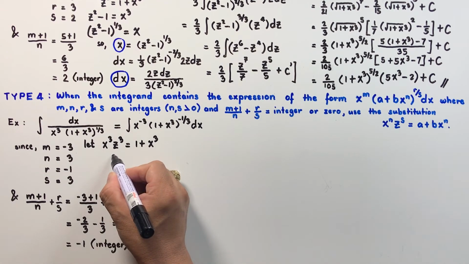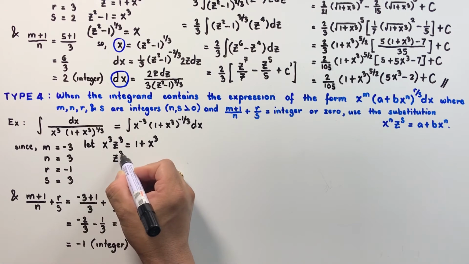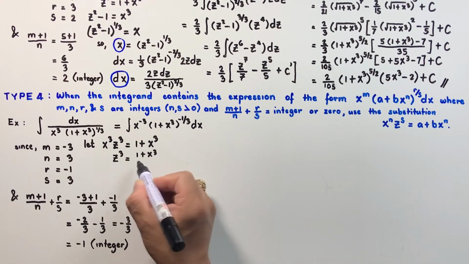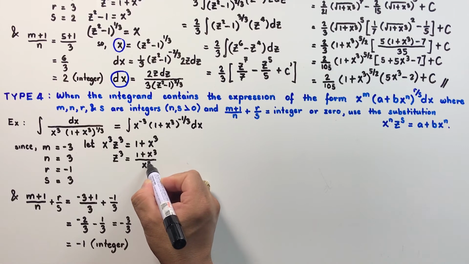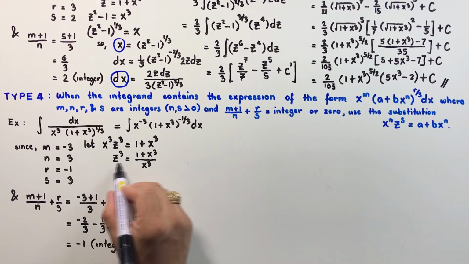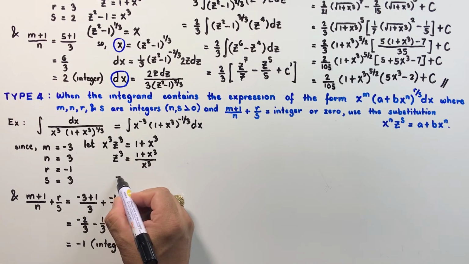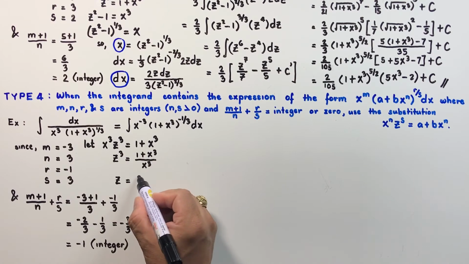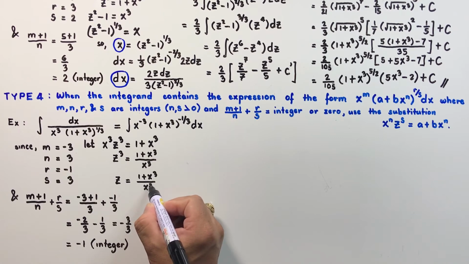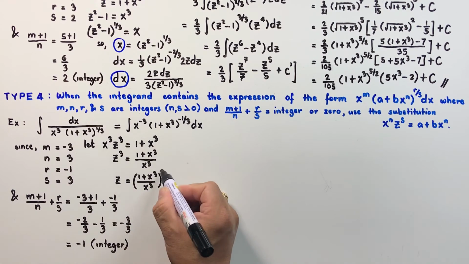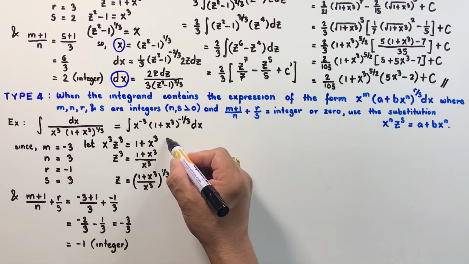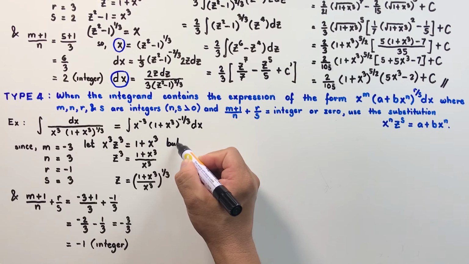And solving for z here, we have z cubed, which is 1 plus x cubed over x cubed, by dividing both sides of the equation by x cubed and raising both sides of the equation to the 1/3. We have z, which is equal to 1 plus x cubed divided by x cubed here, but the fraction is raised to the exponent of 1/3. But in this substitution, we can subtract both sides of the equation by x cubed.